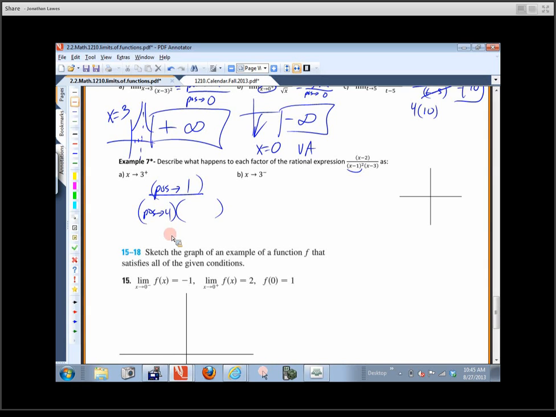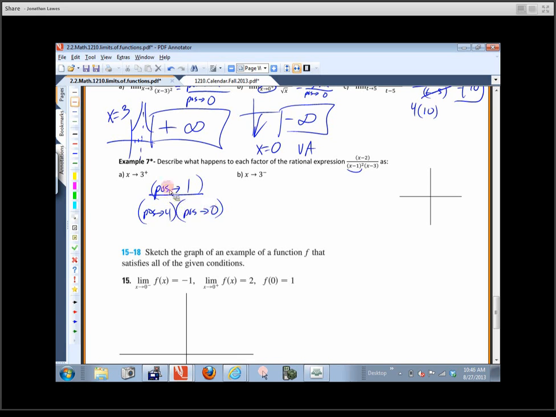You with me? Okay, let's look at this one. What happens when I plug in numbers? Let's use 3.01 again. What if I do 3.01 minus 3? 0.01. Is it positive or negative? Positive, and approaching 0. Okay, see how I said it would get more complicated?